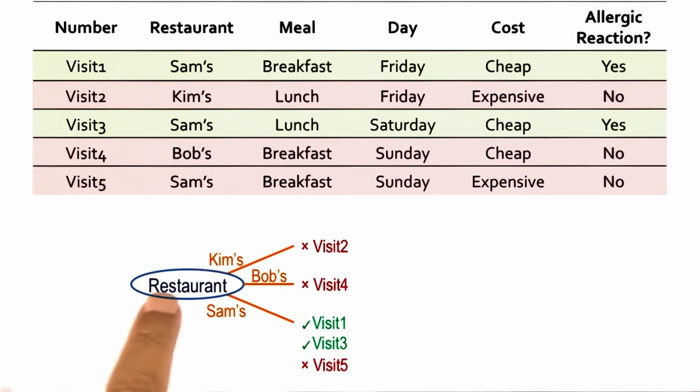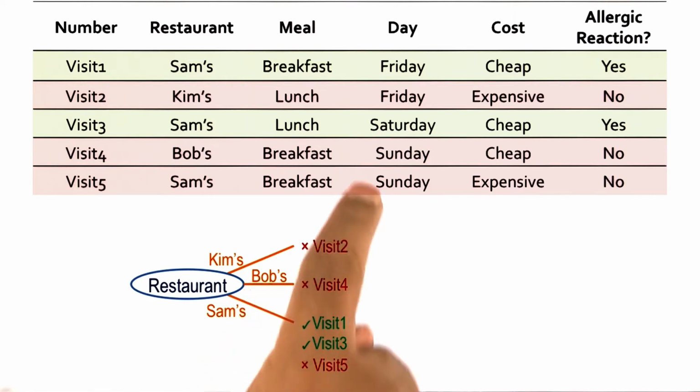Now there are 3 kinds of restaurants, Kim's, Bob's, and Sam's. Whenever it's Kim's restaurant or Bob's restaurant, there is no allergic reaction. Whenever it is Sam's restaurant, there can be allergic reaction shown in green here or no allergic reaction shown in red. So the good thing about this particular feature, restaurant, is that it has separated all the 5 examples into 2 classes, into the class Sam's and into the class not Sam's.